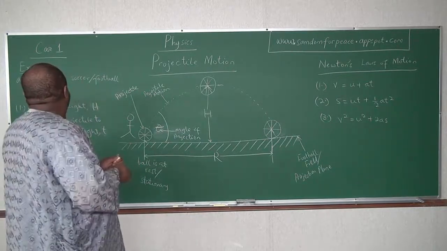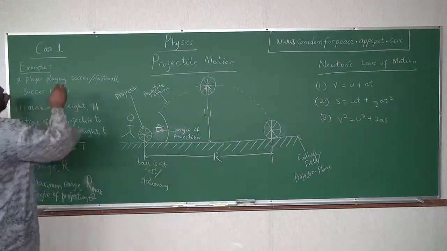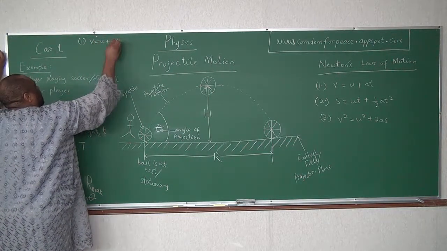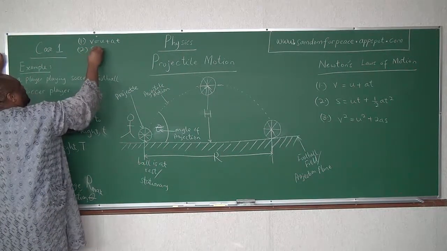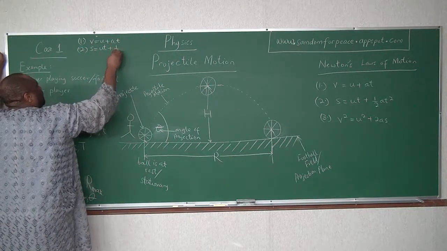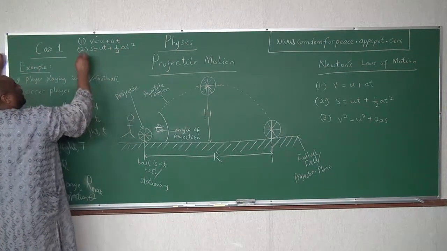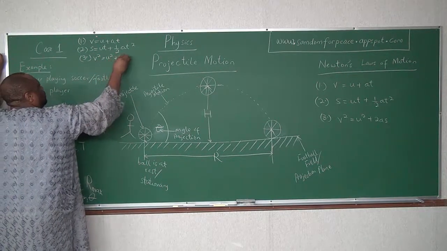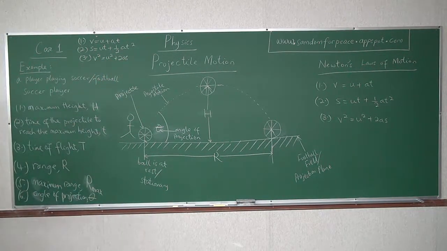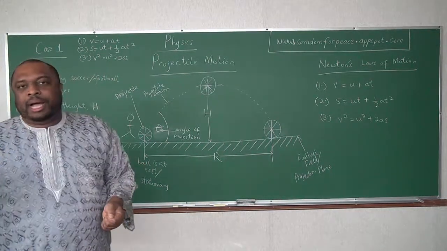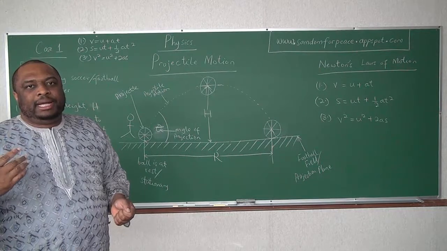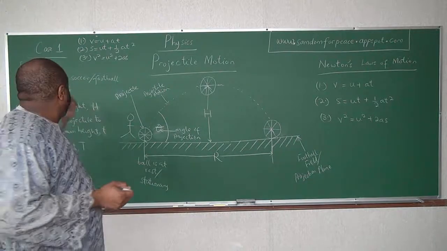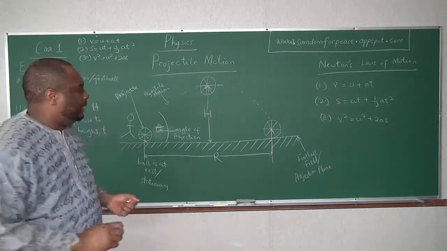Okay, and like I said, we will use these 3 equations. Let me write them here. We have 1, v equals u plus at; 2, s, the distance, is ut plus half at squared; and 3, v squared is u squared plus 2as. Alright, so let's go ahead now and derive some formulas for these parameters.